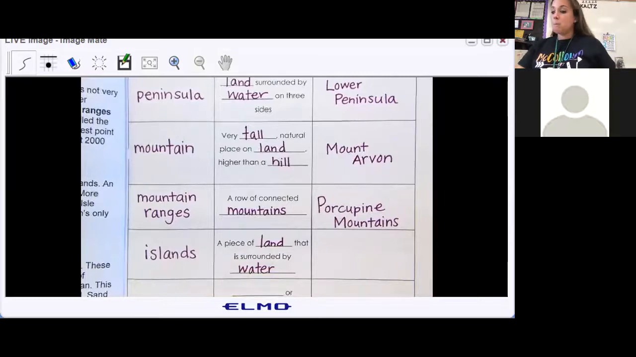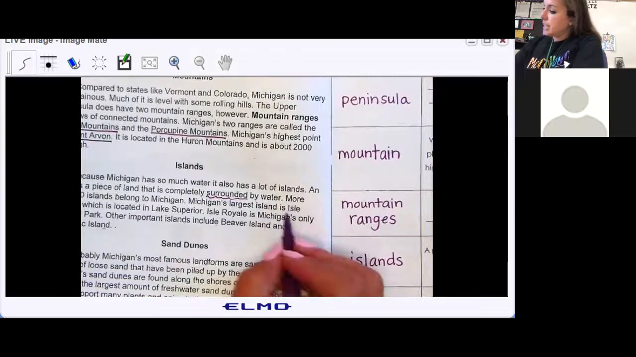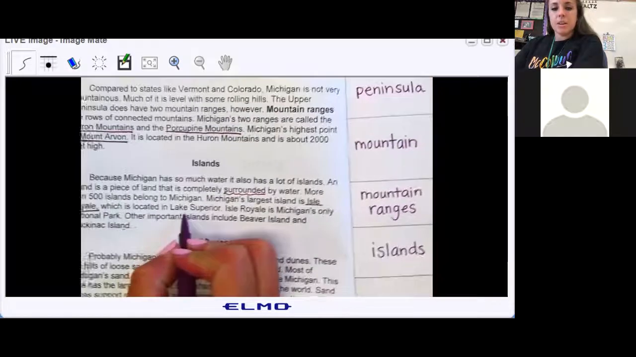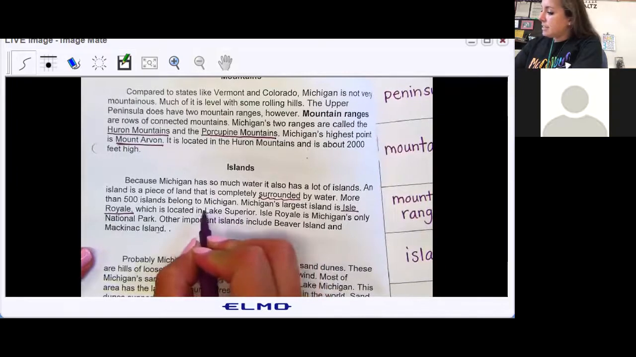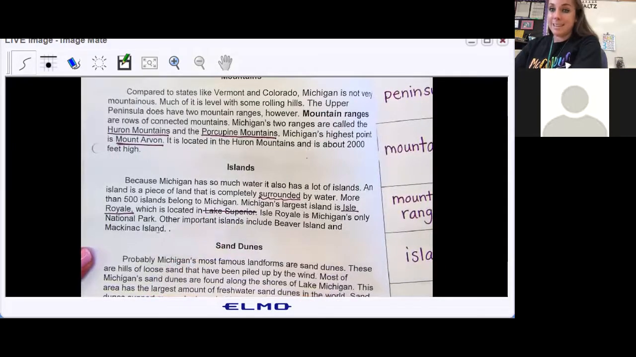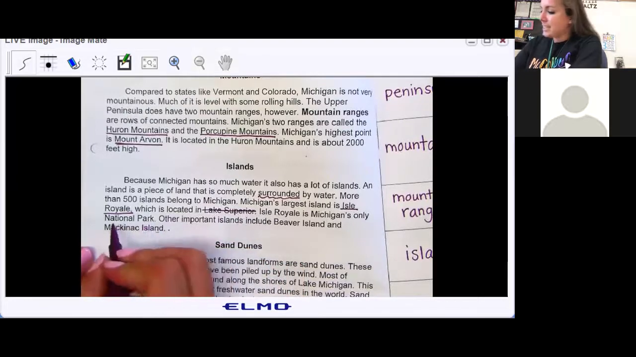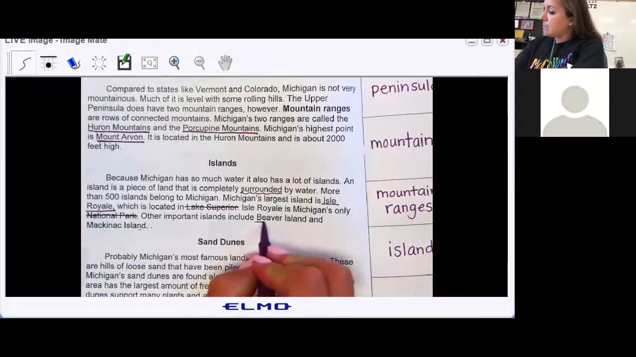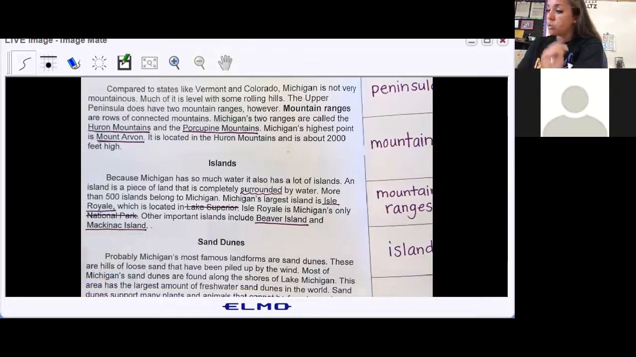Now again, there were many examples in here. The first one I see is Isle Royale. Now here I see something called Lake Superior. This is not an island. That's a lake. So you have to kind of use the clue in the name, whether it's an island or not. Here, National Park is not an island. That's the name of a park. Over here, we see Beaver Island and Mackinac Island. So there's 3 islands that they name.